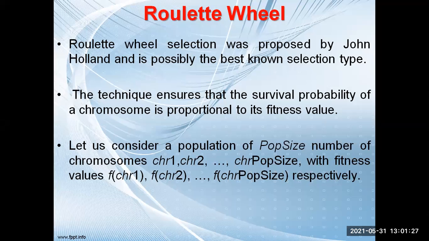So let us consider a population of pop size number of chromosomes. Pop size means number of population. So that is chromosome 1, chromosome 2, and this is up to n number of chromosomes. If you have a population size of, let us say, n, so if it is 10, then 10 chromosomes will be selected. So with their fitness values, f of CHR1, f of CHR2, we'll go to the board and discuss.